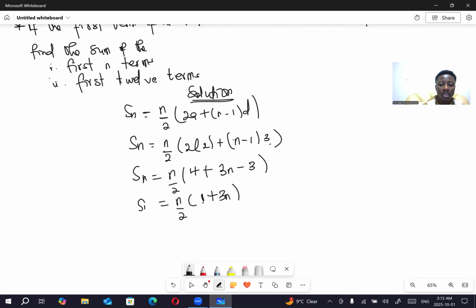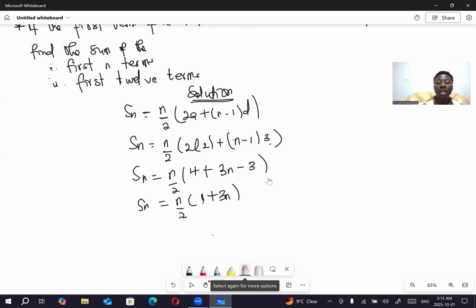Yeah, to find the sum of the n term. Let's see if we can go further. I think we can leave it here. Or if I'm to expand, that'll be n over 2 times 1, which is n over 2, plus 3n squared over 2. Look, guys, let's leave it here. So that's what it was.